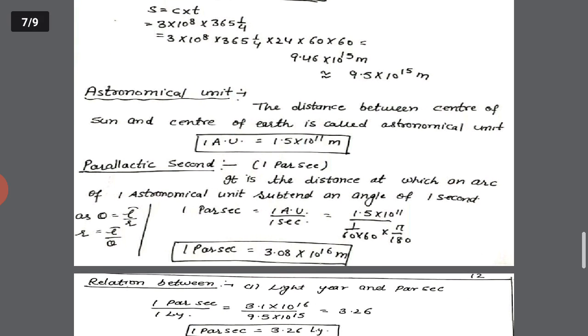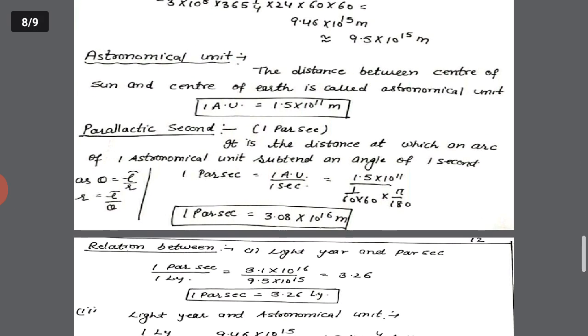Now parallactic second, or parsec. 1 parsec is the distance at which an arc of one astronomical unit subtends, meaning makes, an angle of 1 second. You can see, theta = L/R, so R = L/theta. 1 parsec is equal to 1 AU upon 1 second.